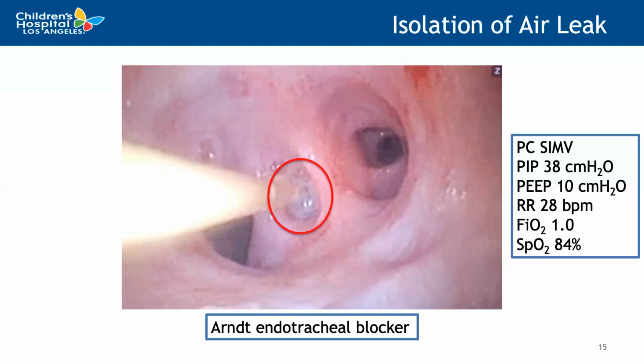So his ventilator settings were increased to a PIP of 38, which is pretty high settings, with a PEEP of 10. Now he was requiring 100% FiO2 to maintain sats of 84%. So ultimately, the endotracheal blocker was not left in place as he clearly was not tolerating this. And the question became what was happening on that side of the lung, and maybe what was happening specifically with perfusion.